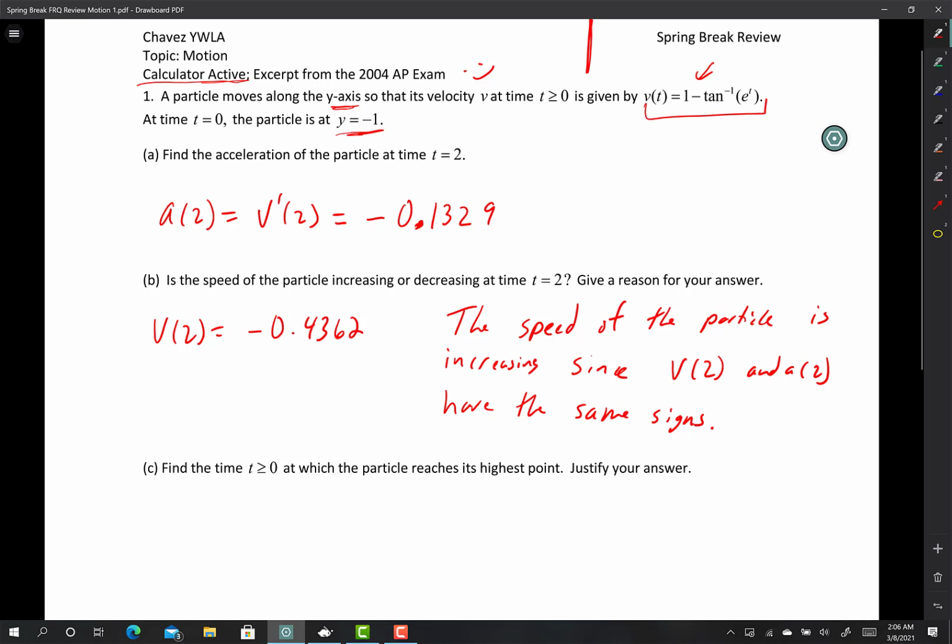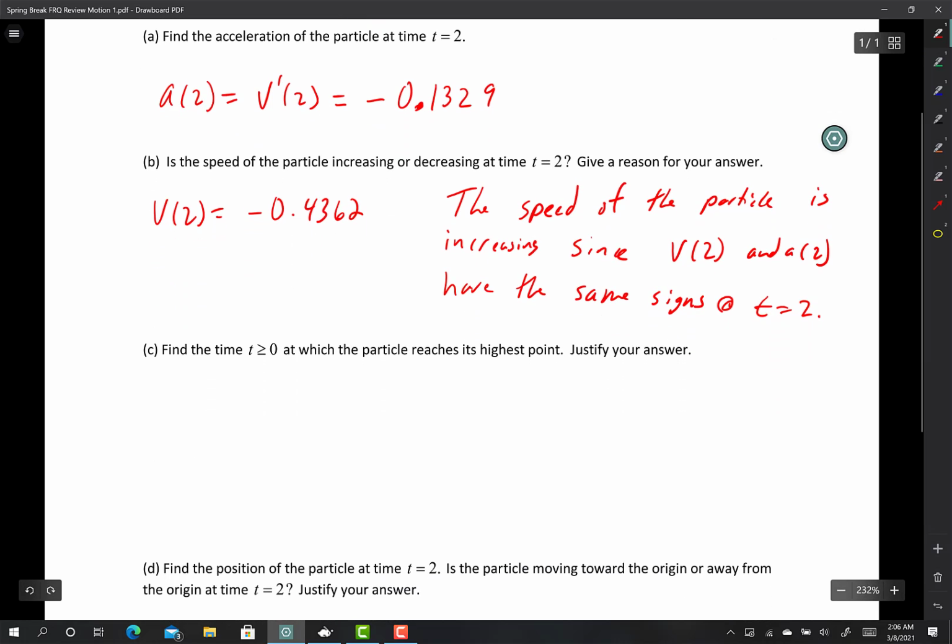That's how I know that at t equals 2, the speed of the particle is increasing since velocity at 2 and acceleration at 2 have the same signs. There it is. We're done. Velocity at 2 is negative. Acceleration at 2 is negative.